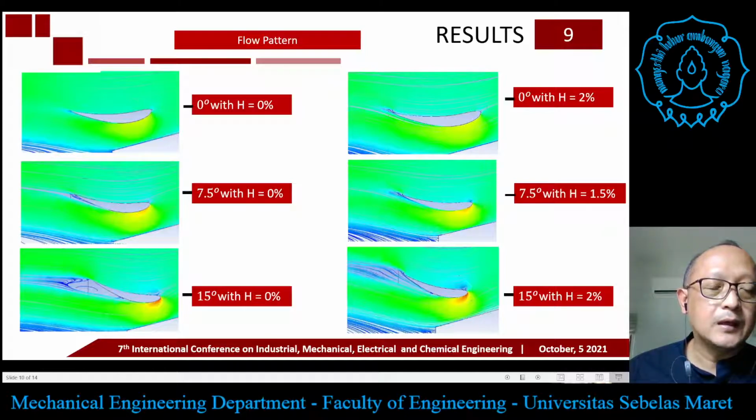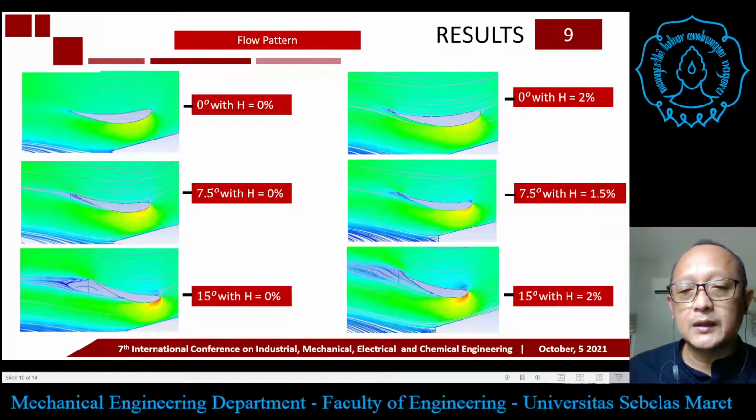On the left side, there is separation starting from almost the middle of the airfoil on the bottom surface. But if we see on the right side, the rear wing with the Gurney flap, you can see that there is no separation on the bottom side of the rear wing.